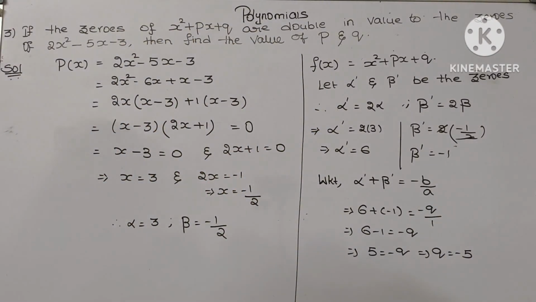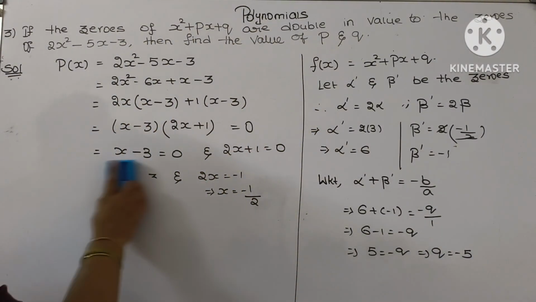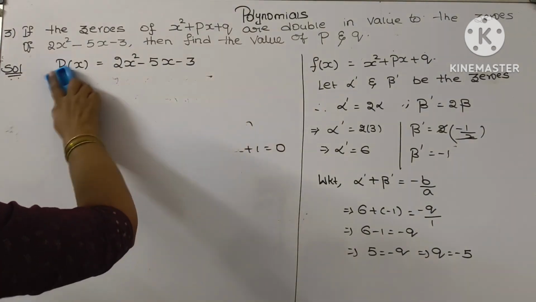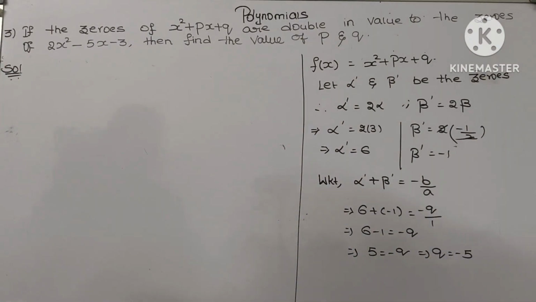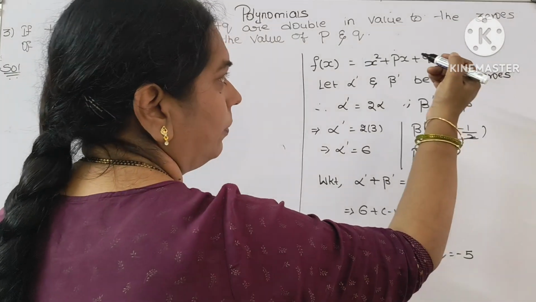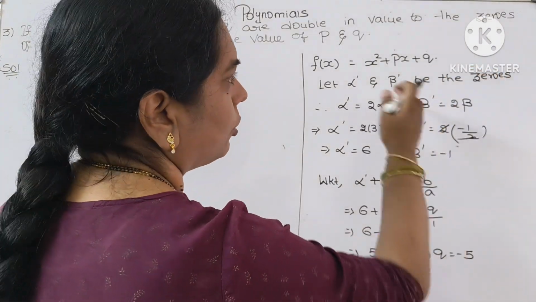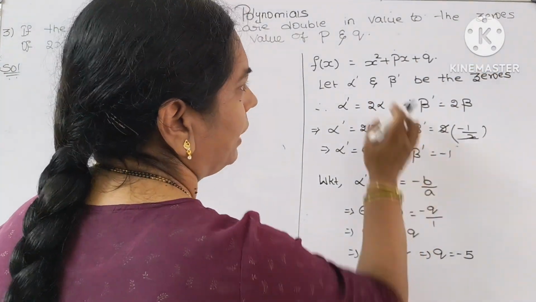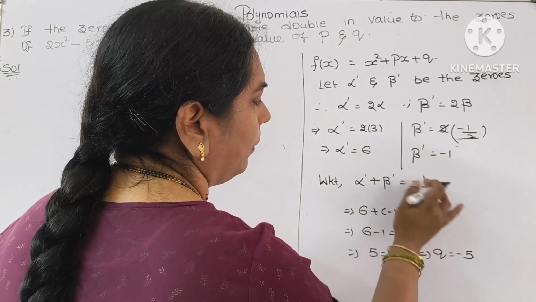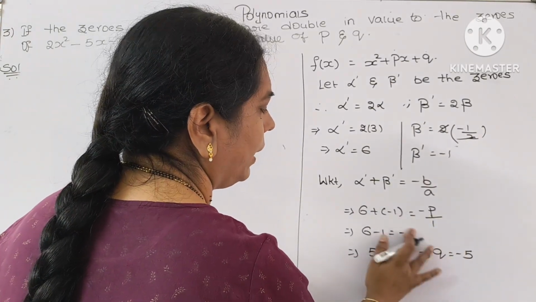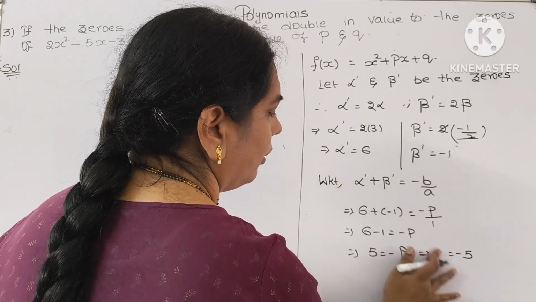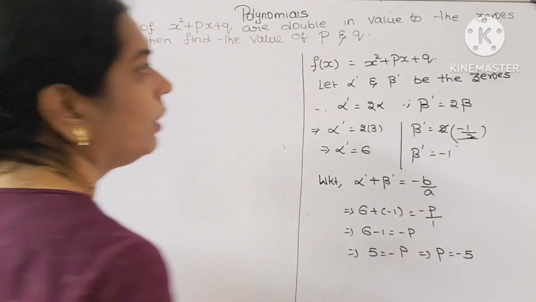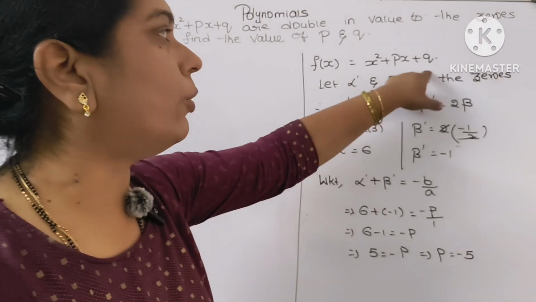Now we have to find the value of beta dash. Sorry, we already found that. No, we just have to find the value of P. Sorry children, in place of B I have a P here. So we have basically found the value of P, not Q. Make the correction. Now we have to find the value of Q.